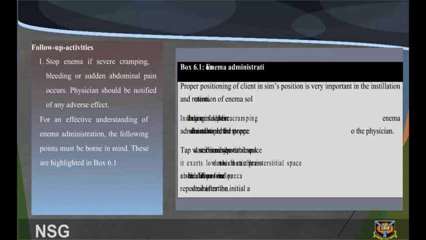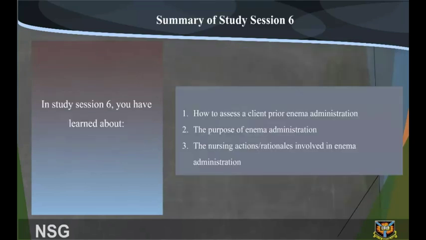to the physician. Tap water is a hypotonic solution, can be retained within interstitial space because it exerts lower osmotic pressure than the interstitial space, which can lead to circulatory overload. Therefore, precaution must be taken and should not be repeated after the initial administration.